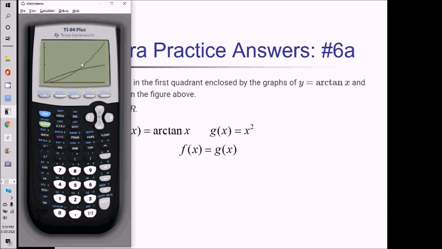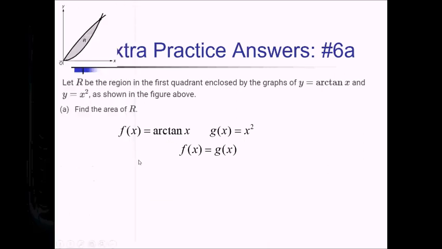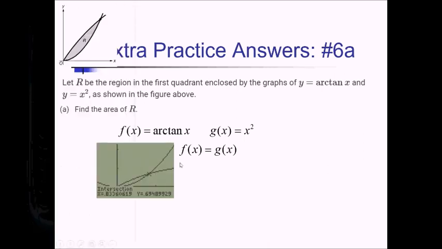So to find that, I'm going to do second trace, and then option 5, intersect. And my spider's almost about there, so let me just press enter 1, 2, 3 times. And that's about 0.8336. So here's the graph that I just looked up. I mean, I know these things are intersecting at 0, and if you plug 0 into both of these, arctan of 0 is 0, 0 squared is 0, so 0 works. But we also have this 0.8336 number, and I'm actually going to give that a name.